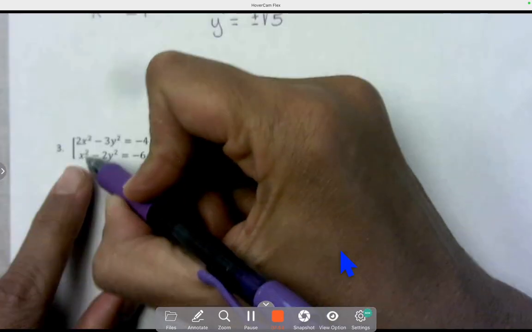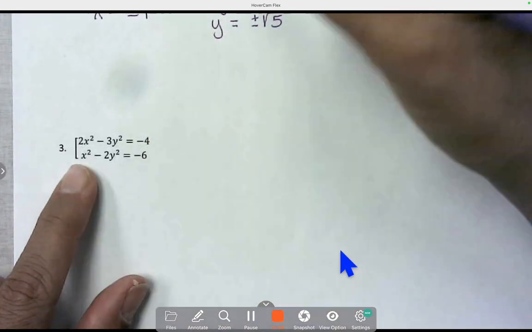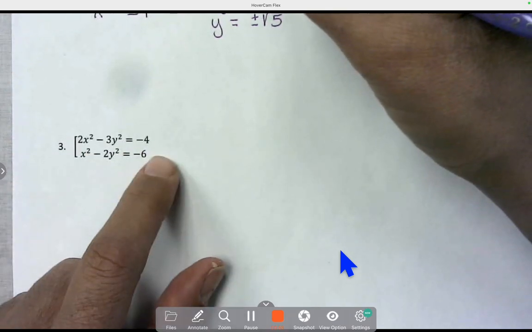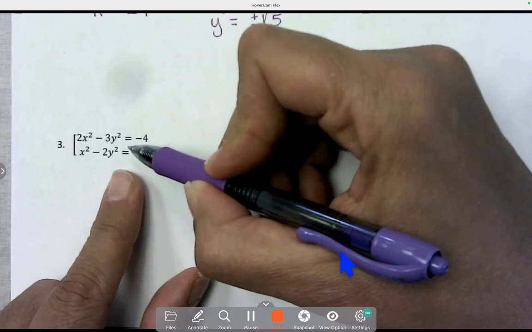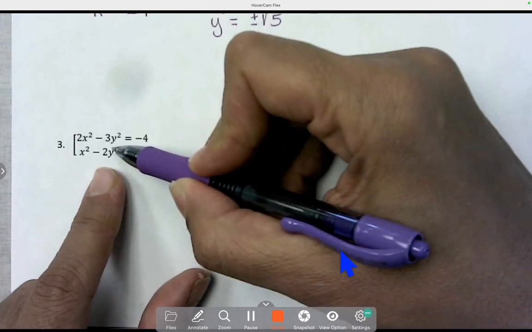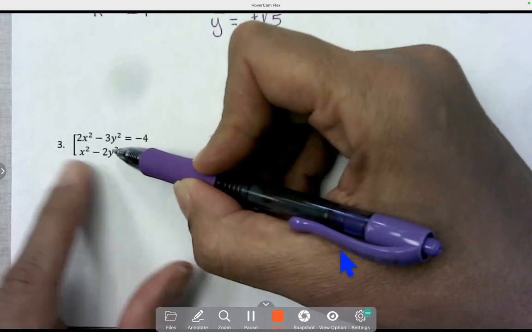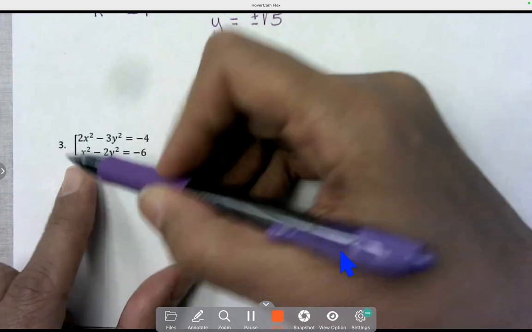So if I want to cancel out the x squares, that's a 2, I need a negative 2. So it would be really easy to just multiply everything by negative 2. If I wanted to do the y squares, that would take more work because I'd have to change them both to 6, one negative and one positive, so we'd have to multiply both equations. So the easiest thing is to cancel out the x squares.